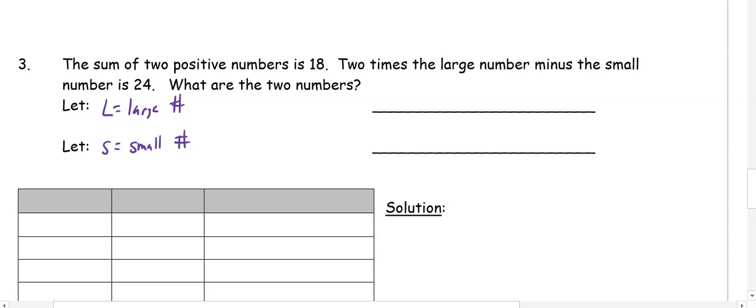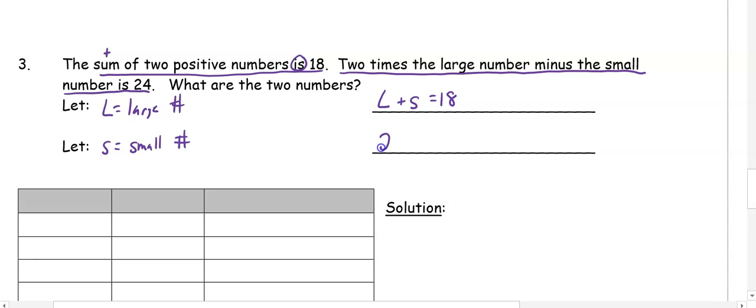So we have two positive numbers. The sum of two positive numbers is 18, so sum is addition again: L plus S equals 18. And then we have 2 times the large number minus the small number is 24. So 2L minus S equals 24.